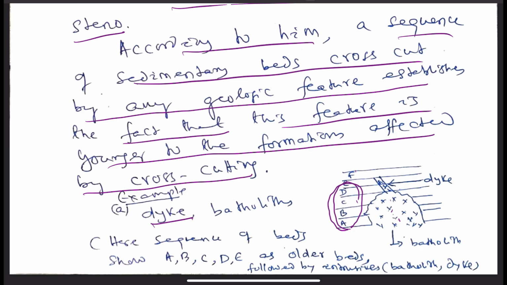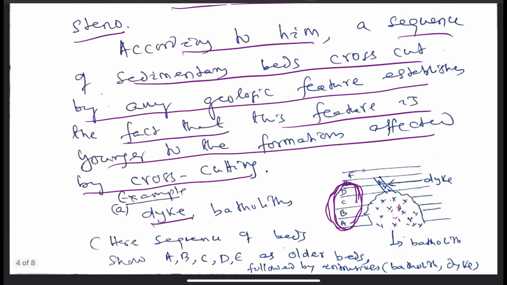this batholith and dike come over the bed E, because this entire sequence has been cut by this one. So this one is older to this, and this is deposited over this dike, that's why F is younger to dike.